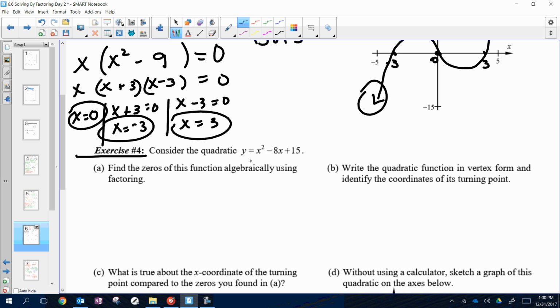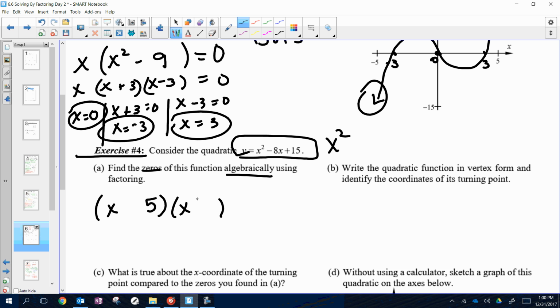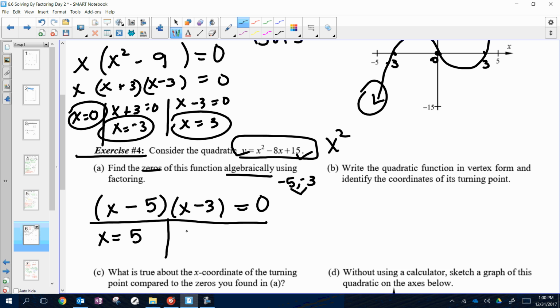Okay, exercise 4. I'm going to consider this graph now. I'm back to an x squared graph. Find the zeros algebraically using factoring. x and x, 5 and 3 make a 15. Both negative. To make a positive 15, I need a negative 5 and a negative 3 to give me that negative 8 when I add them together. Set your factors equal to 0. This is a 5. This is a 3. There's my zeros.